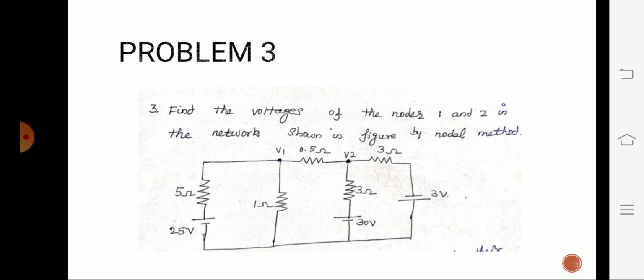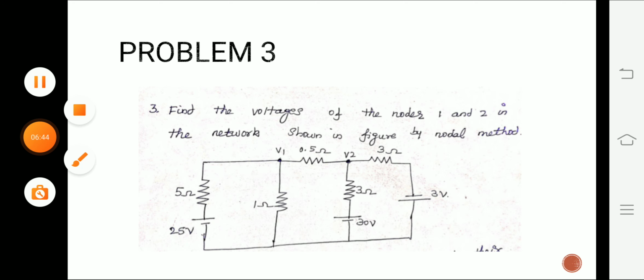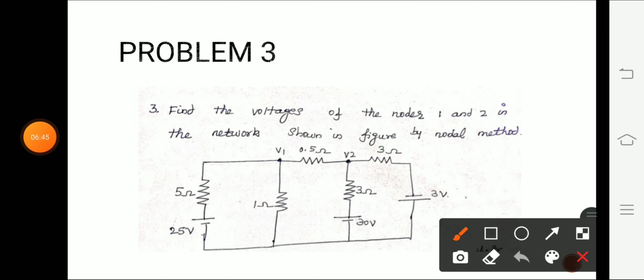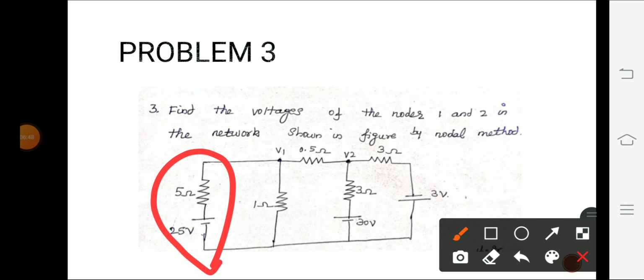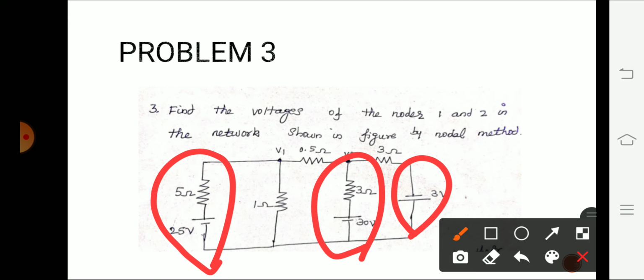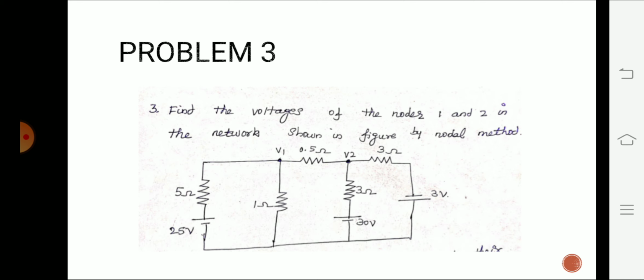The third problem, find the voltage of the node 1 and 2 in the network shown in figure by nodal method. I already told in nodal method all the source must be in the current. Here it consists of 3 voltage sources. First one is the 25 volt, second one is the 30 volt and again is the 3 volt. These 3 voltage sources are converted into the current source.